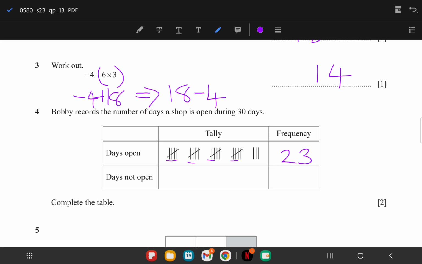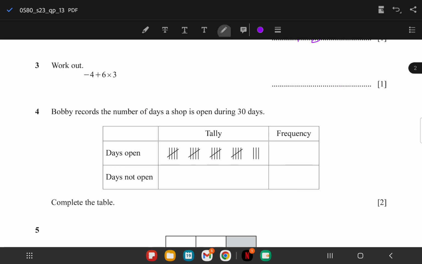Now, if the shop was open for 30 days and during those 30 days, the days that were actually open were 23, it means that the days that were not open were 30 minus 23 to give us 7. And if we're going to draw that as a tally, that's 1, 2, 3, 4. 5 is going to cross it out, and then 6 and 7 like that.